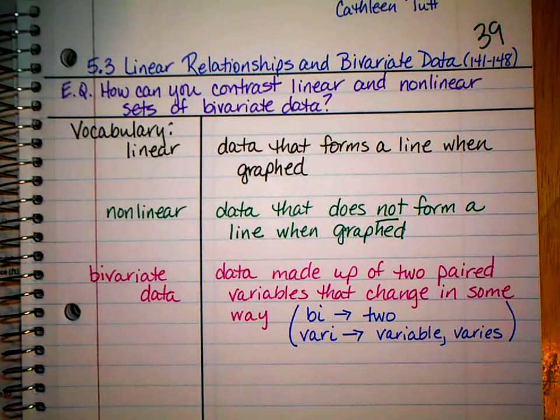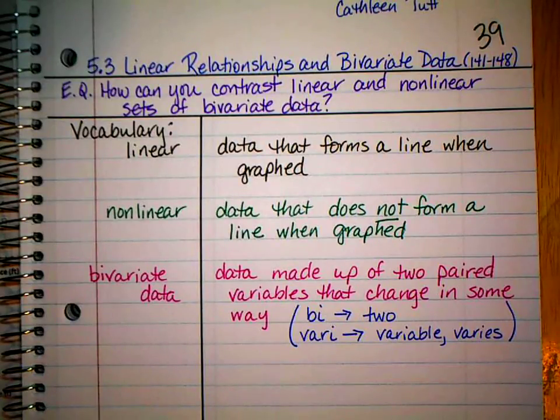Okay, start with your name and date. The lesson today is 5.3, Linear Relationships and Bivariate Data. This would be pages 141 through 148 in your book. Question: how can you contrast linear and nonlinear sets of bivariate data?